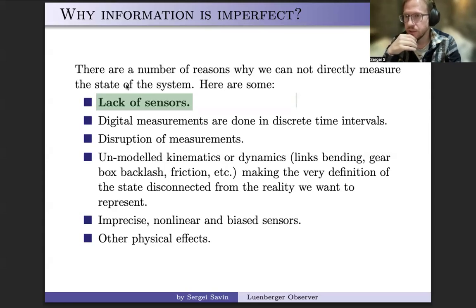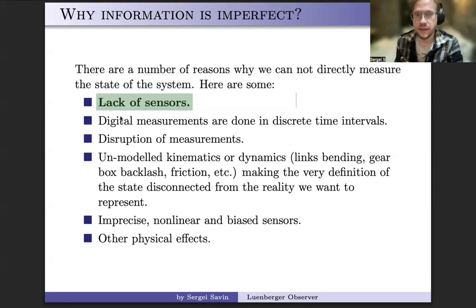So often enough, you might not have a measurement of a particular value. And in practice, there are plenty of values which you don't measure directly. So it's not very surprising, right? Lack of sensors is a typical issue.